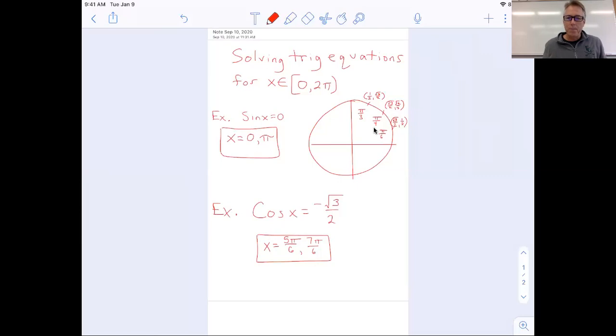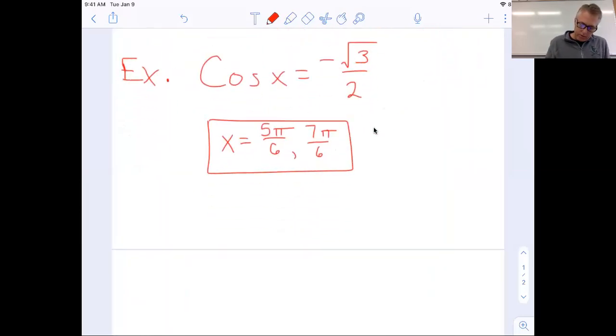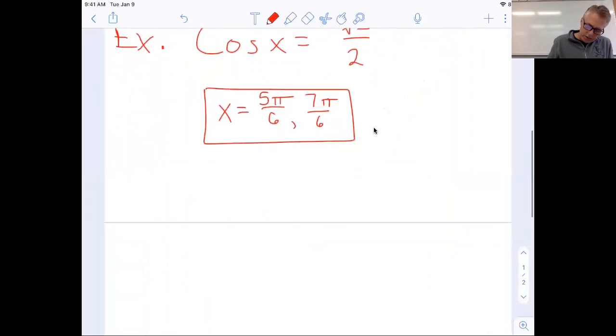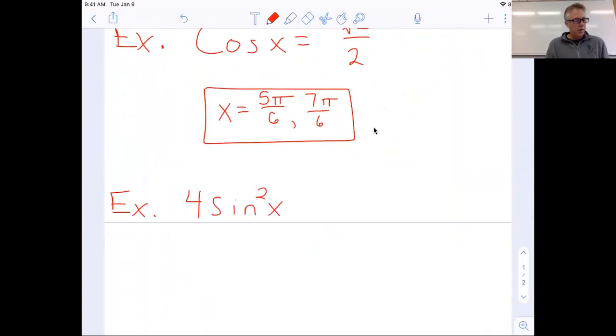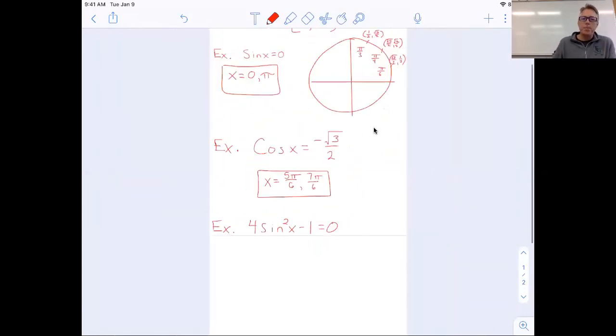No? All right. Well, then the next one is going to be just a little bit harder because it's going to involve a little algebra, but nothing that we can't do. Let's say we have the equation 4 sine squared x minus 1 is equal to 0.